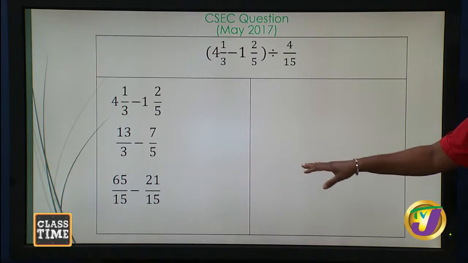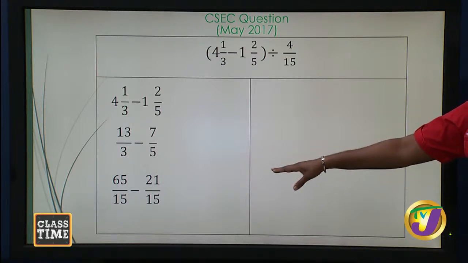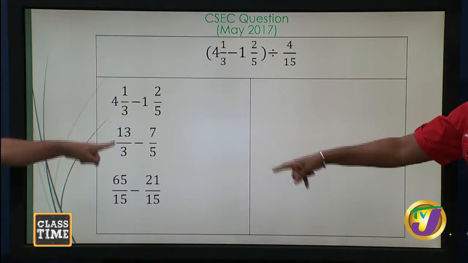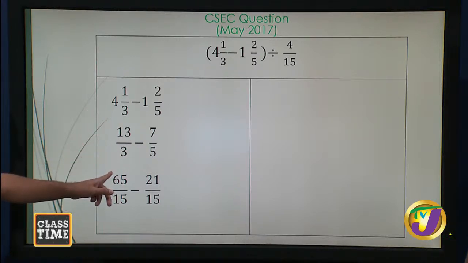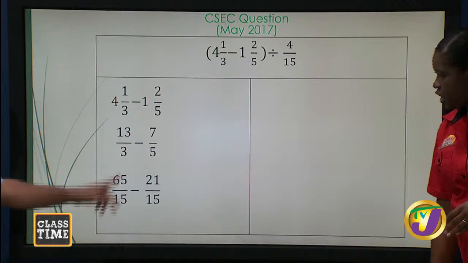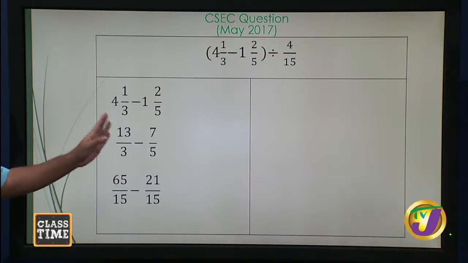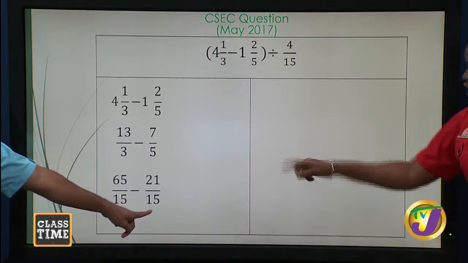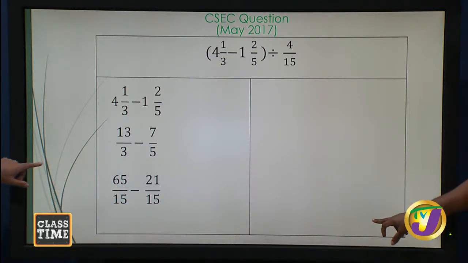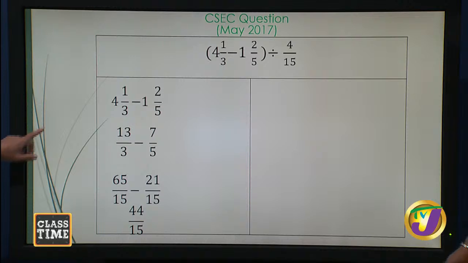Yes. So now we have created equivalent fractions by multiplying the numerator and the denominator of the first fraction by the same number, which is 5. And we get 65/15. And then for the second fraction, we multiply the numerator and denominator by 3 to get 21/15. So now we subtract. After subtracting 21 from 65, we get 44.